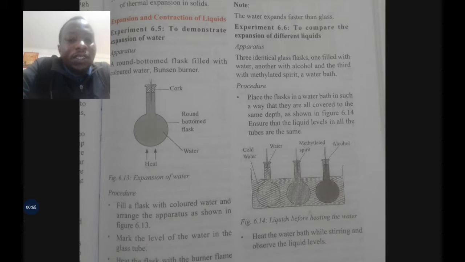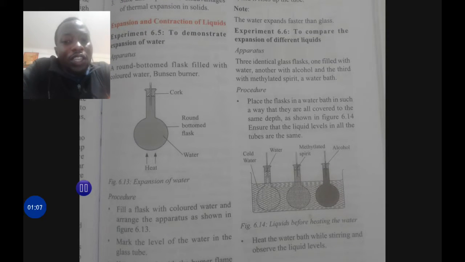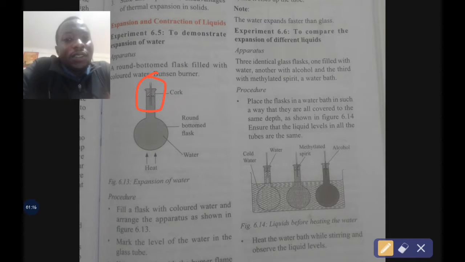Now what happens is the water is heated in a round bottomed flask. At first, the level in the tube will be seen to drop. The level of water inside this tube will be seen to drop when heating starts. The reason why that happens is when you start heating, the heat energy does not reach the water immediately, but instead the flask expands faster because it is the one that will be heated first. It is the one that transfers the heat to the water.